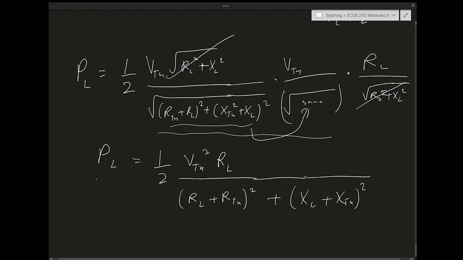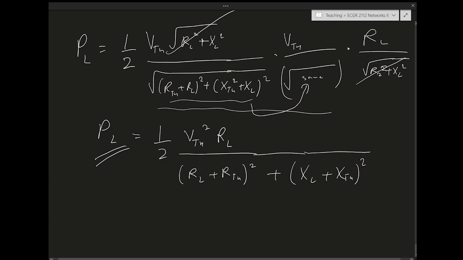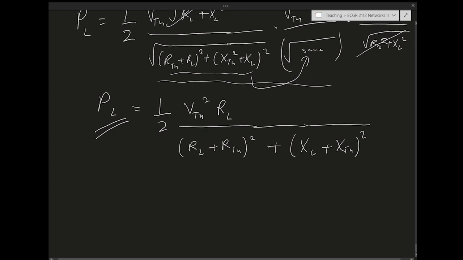Okay, we want to maximize this. We want to find out what does the load need to be to maximize this. First we know that the reactive components do not absorb any power, or you know, the average power going through them is zero, right? But they do affect the power that's supplied to the load, because we have this term here. So we want to remove this effect. How do we remove this effect? We make sure that this term is zero, right? How do we make sure this term is zero? We make sure that XL equals minus X Thevenin.